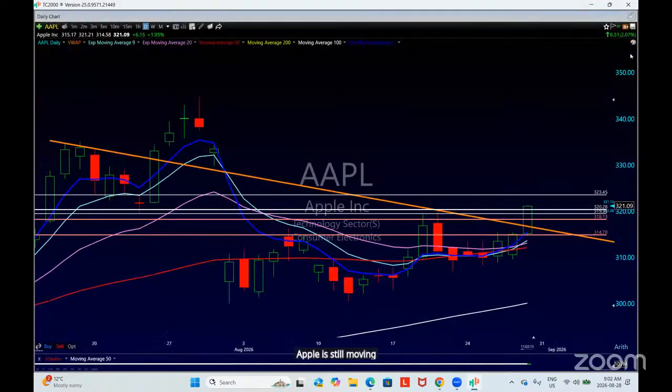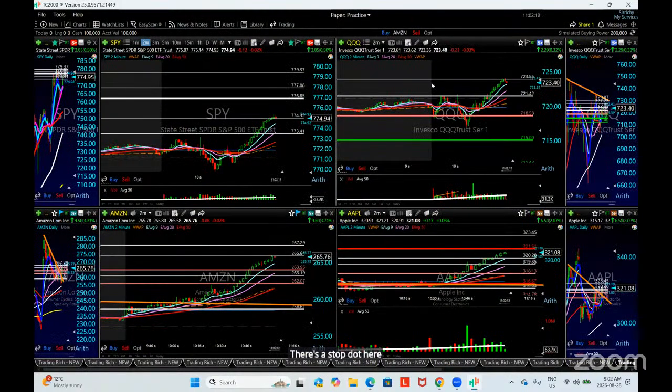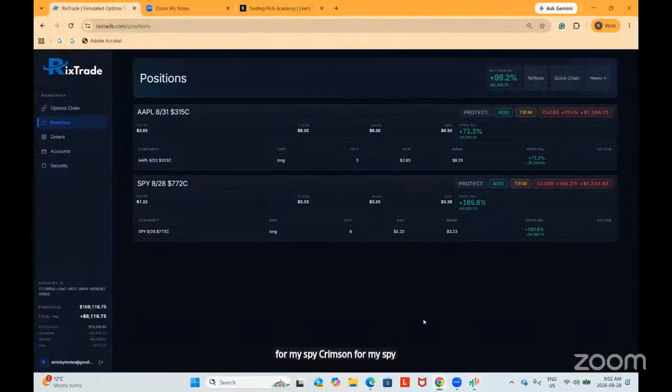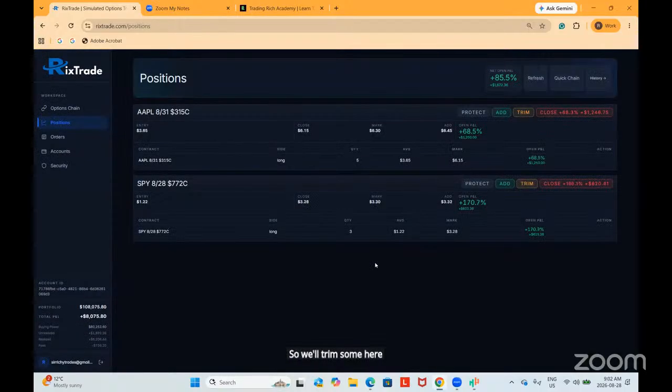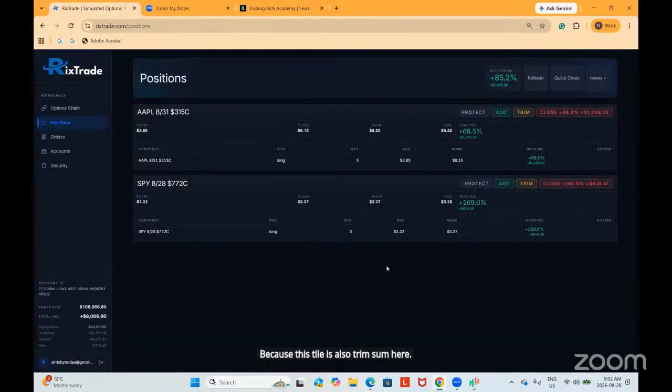This has stopped out here, so I can trim some from my SPY. It's looking 164%. So we'll trim some here, and also trim some here, and then we'll hold the rest down for the day. Okay.